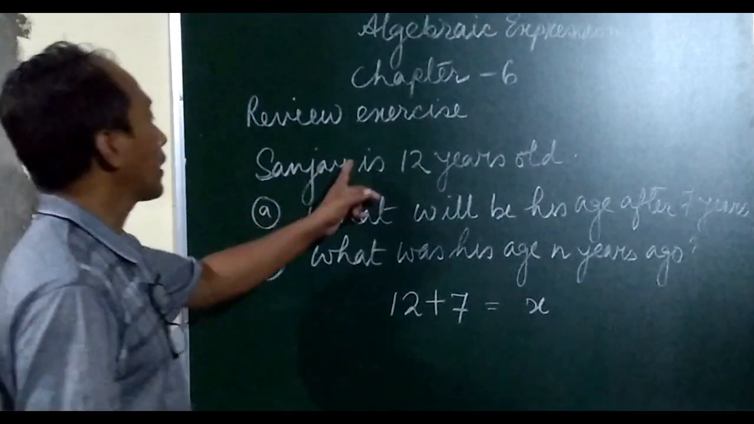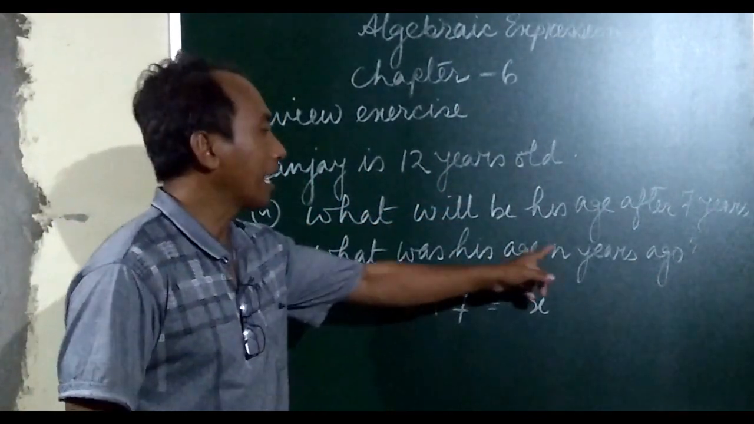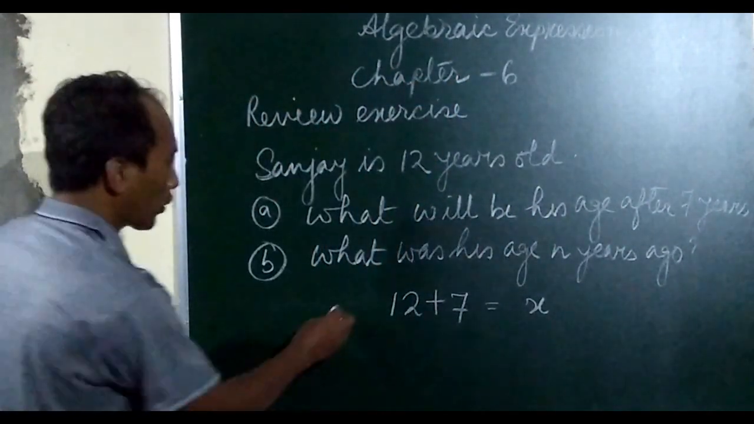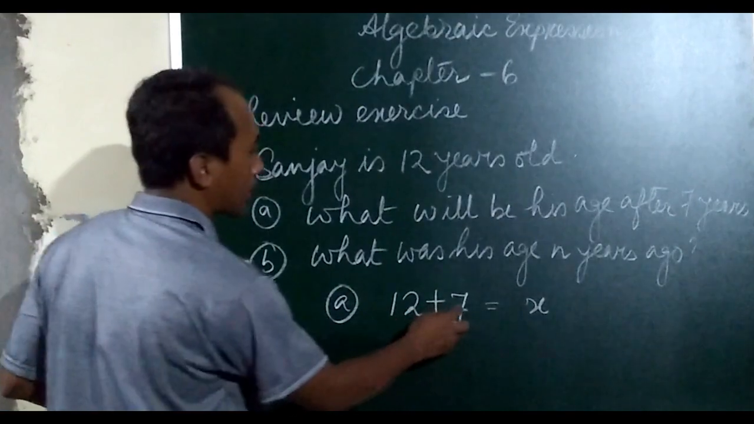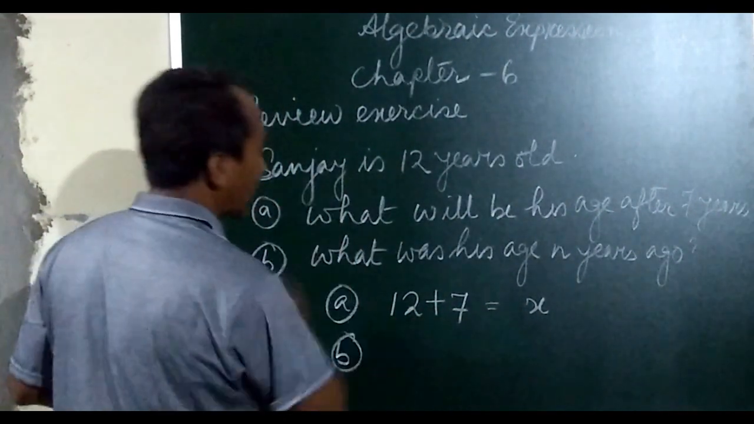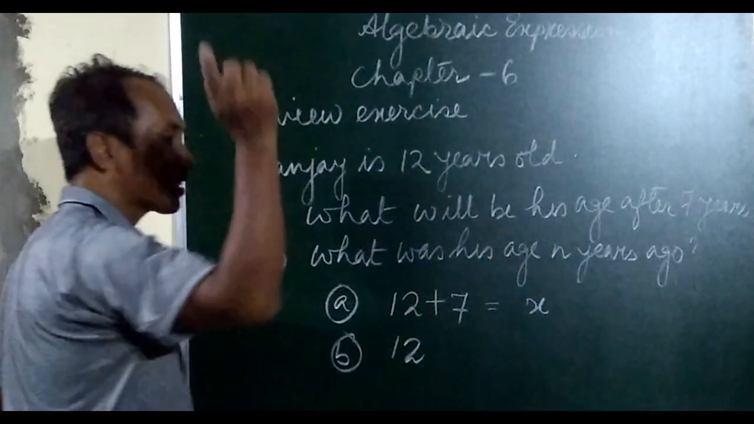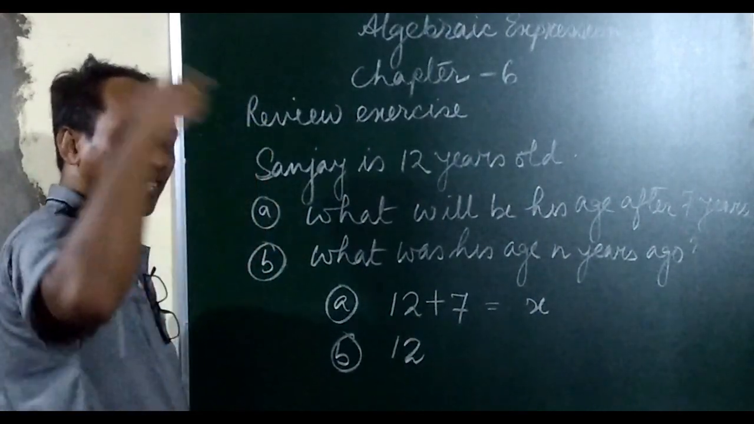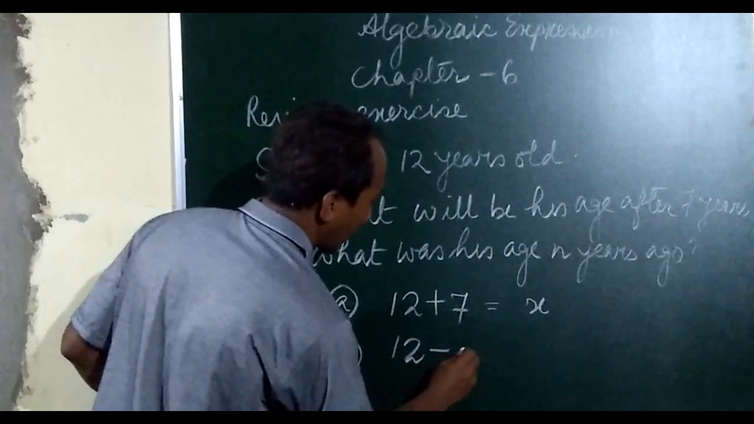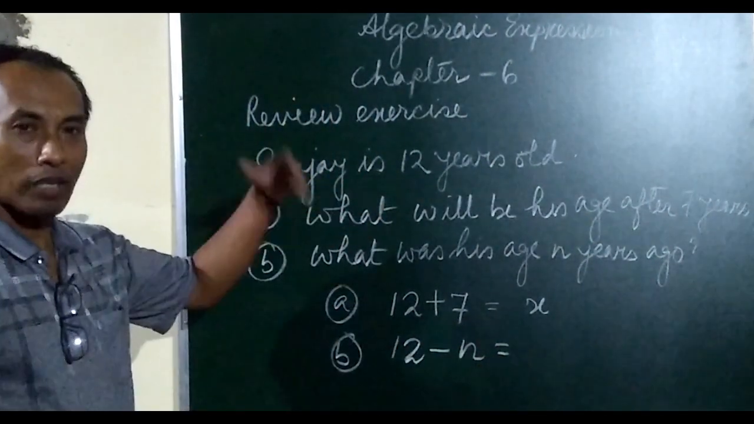Similarly, Sanjay is 12 years old. What was his age n years ago? For question A, it is 12 plus 7 equals x. But for question B, the present age is 12. So what will be his age n years ago? N years ago means it is past, so it will be minus. 12 minus n is his age n years ago.